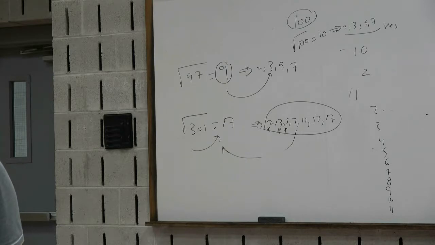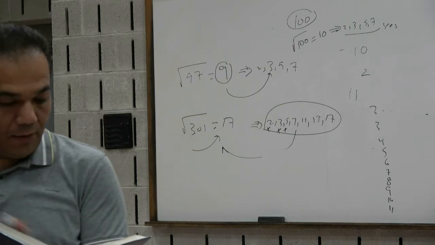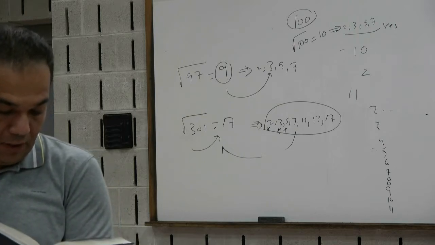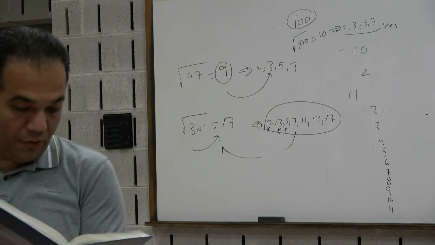Makes sense? Alright. Then another guy called Eratosthenes. So basically, you create a table.